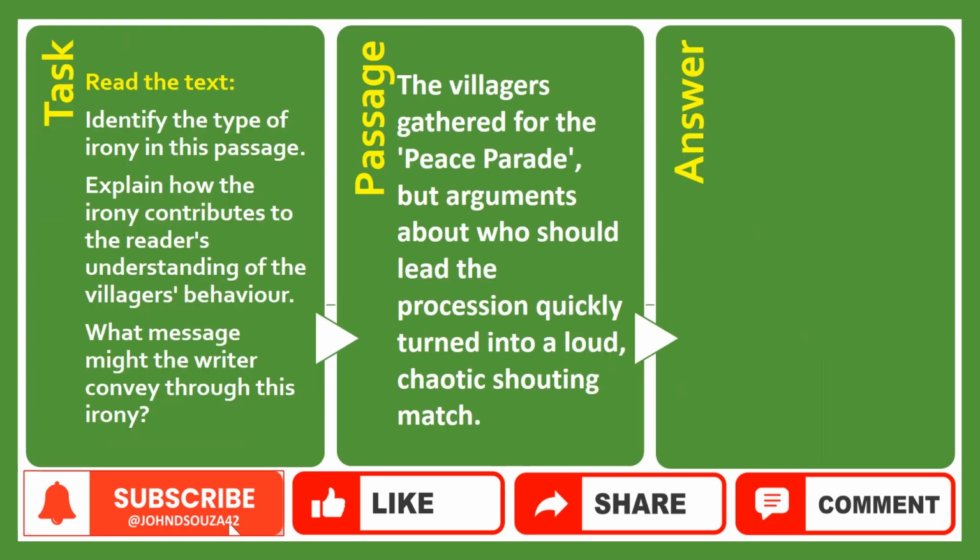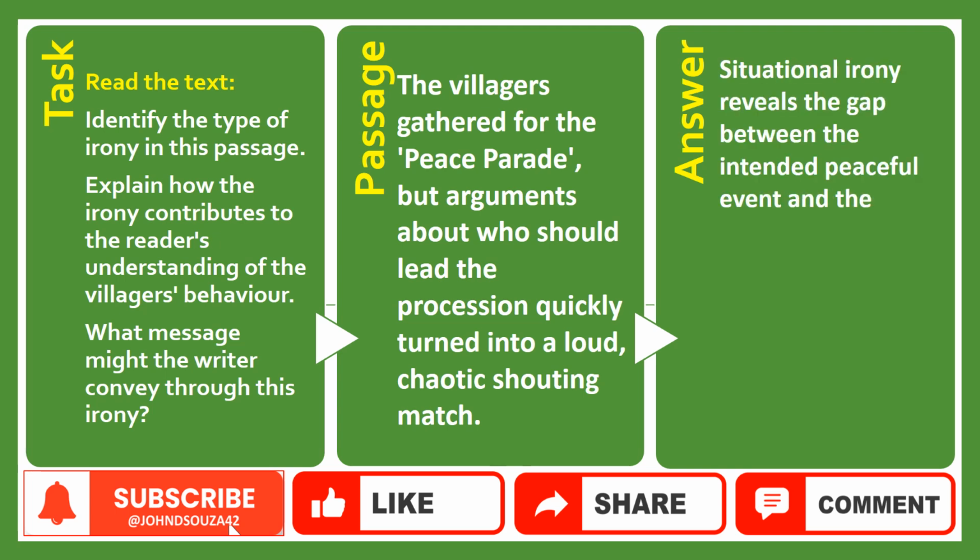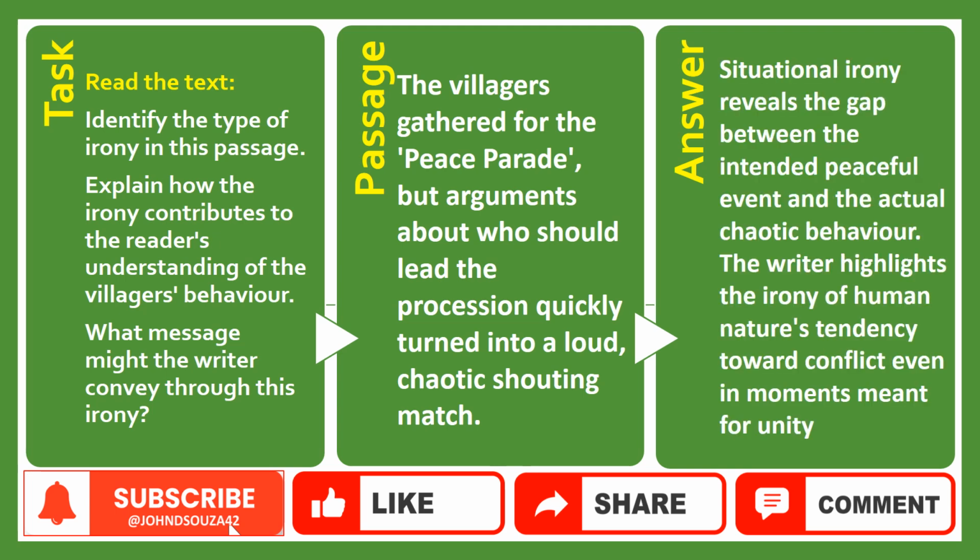Read the text and analyze the use of irony. Pause the video momentarily to answer the questions. Here, the situational irony reveals the gap between the intended peaceful event and the actual chaotic behavior. The writer highlights the irony of human nature's tendency toward conflict, even in moments meant for unity.